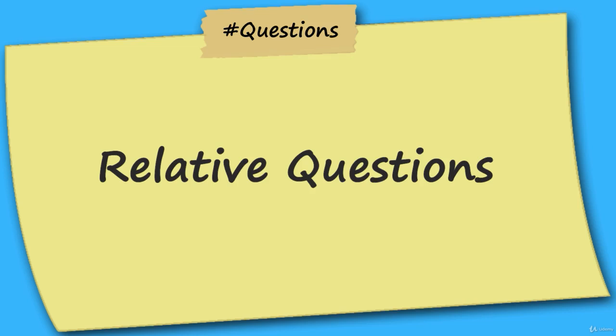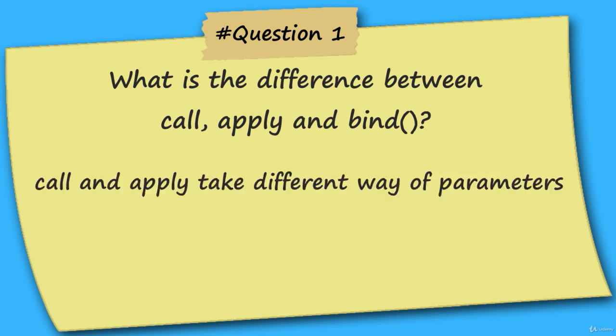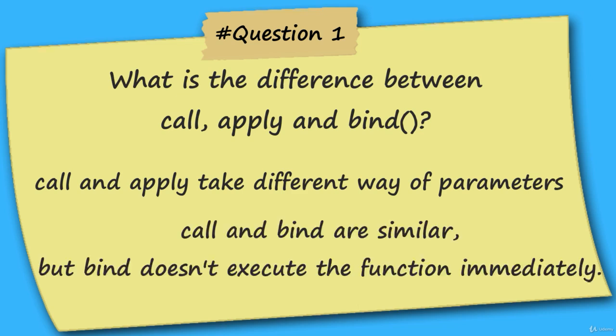Let's discuss related questions of this topic. The first question is, what's the difference between call, apply and bind? So we have already discussed that call and apply basically take different ways of passing parameters, and call and bind are similar, but bind doesn't execute the function immediately. Rather, it returns a function expression or a reference which can be called later on.